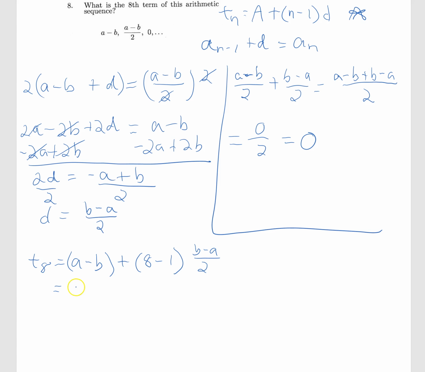So the first thing we're going to do is 8 minus 1 is 7. And this is multiplied by b minus a over 2. I'm going to multiply the 7 in. So this gives me a minus b plus 7b minus 7a all over 2.